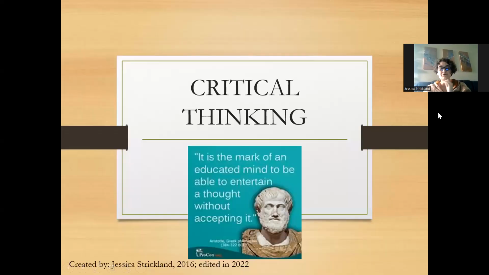So critical thinking, we're going back, remember, rhetoric was the foundation of critical thinking. So now let's talk about what is critical thinking. We go back to Aristotle. Aristotle said, it is the mark of an educated mind to be able to entertain a thought without accepting it. That is what critical thinking is.